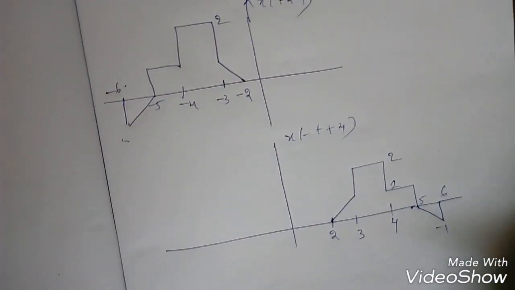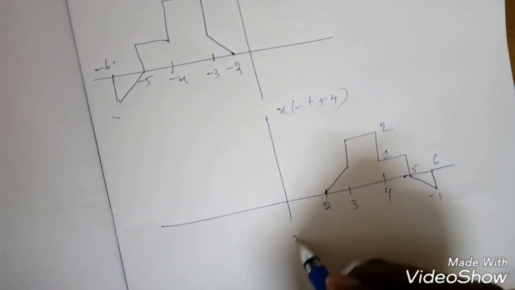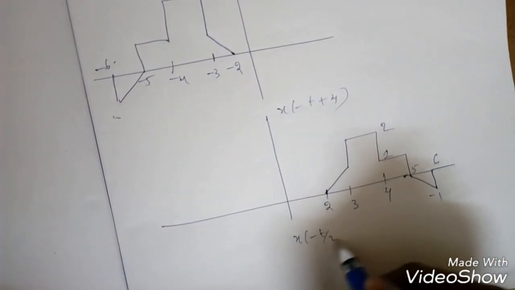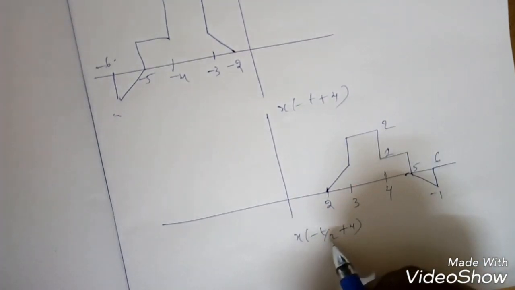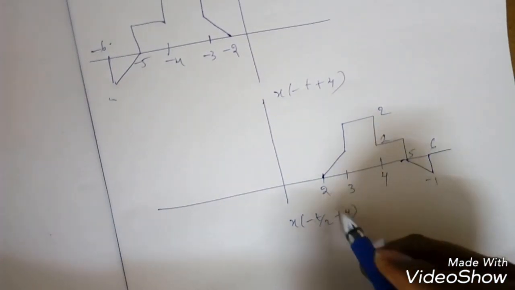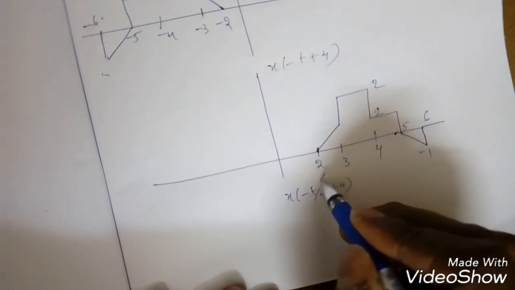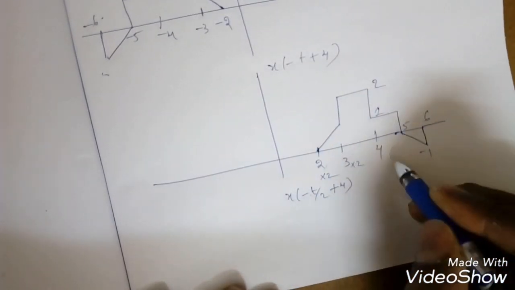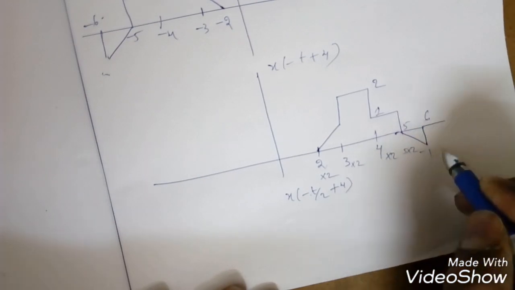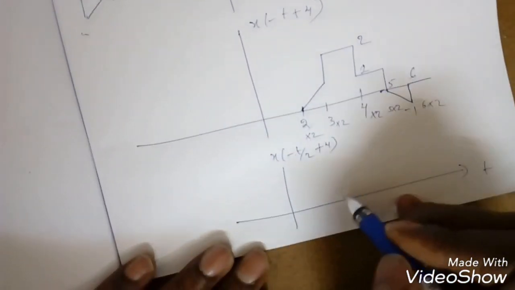Now the last one we need to do is the scaling, that is minus t by 2. That means x of minus t by 2 plus 4 means, now in the scaling a into t, a is less than 1 here, that means it is 1 by 2, so it is divided here, so it will be multiplied there. So it will become 2 into 2, 3 into 2, 4 into 2, 5 into 2, 6 into 2, right? So it will become like this.